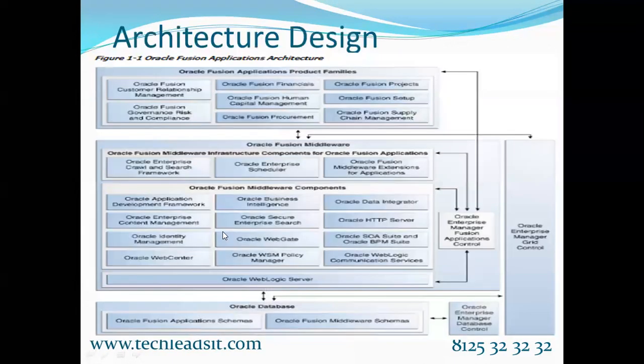Okay, and if you look briefly at the architecture design, here we have 3 layers: Oracle Fusion Applications product families, the middleware, and the Oracle database. The product families contain all your applications, like financials, projects, setups, HCM, procurement, whatever applications there are, contained in the top layer. And the middleware layer contains Oracle Enterprise Scheduler, Fusion Middleware Extensions for Applications, and the search framework. This is one of the subcomponents.